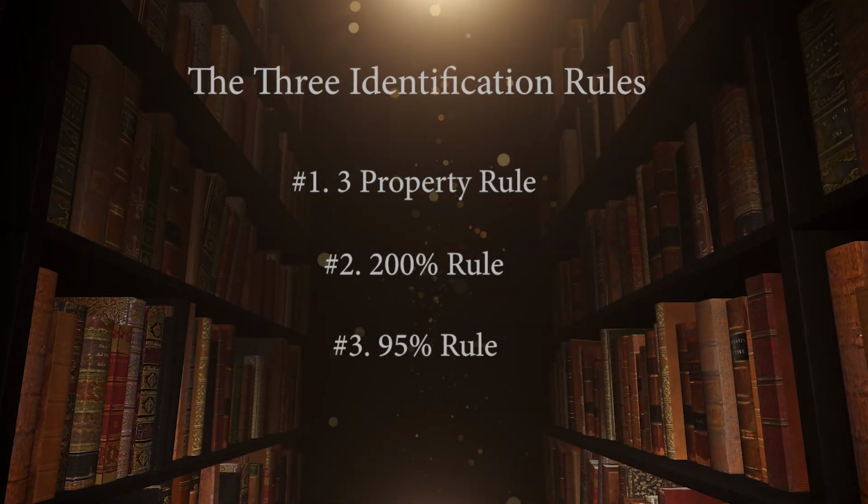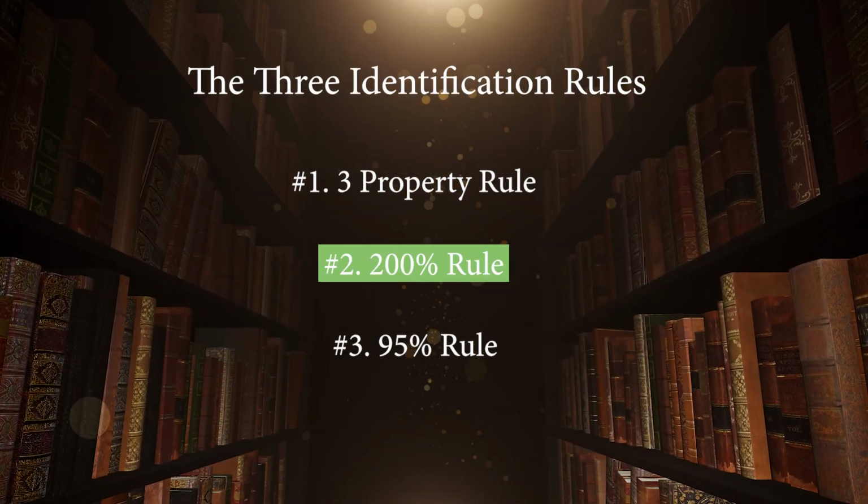I am James Bean, also known as 1031 Broker James, and in this episode, we will explain the second identification rule, the 200% rule.